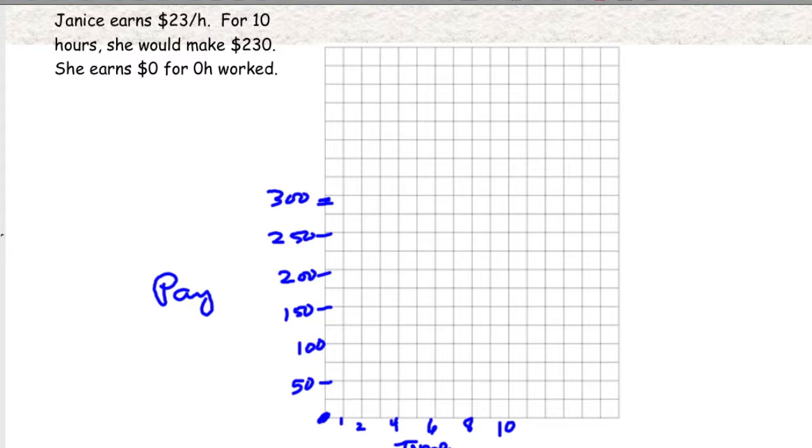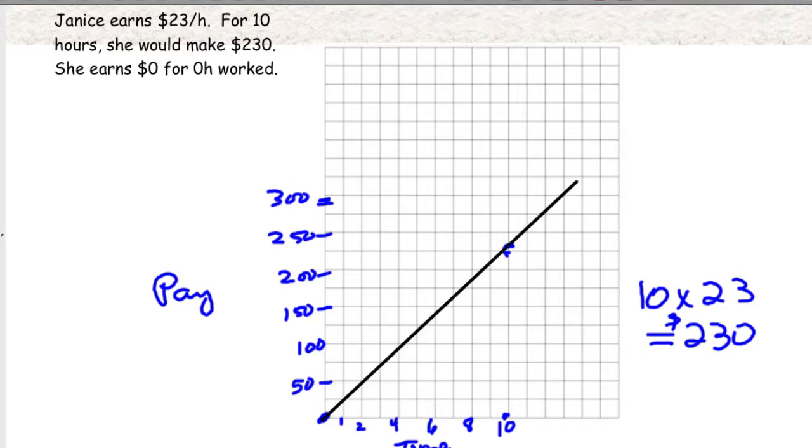All I need is one other point. So let's just pick. Let's say she works for 10 hours. Okay, and we can just kind of pick a number. If she works for 10 hours, she would make 10 times 23 is $230. 10 hours, $23 an hour, that's $230. So I could go over to 10 and up to about 230, which is, there's 225, so maybe up a little higher than that point. And if I draw a line between those, okay, I could draw a graph.